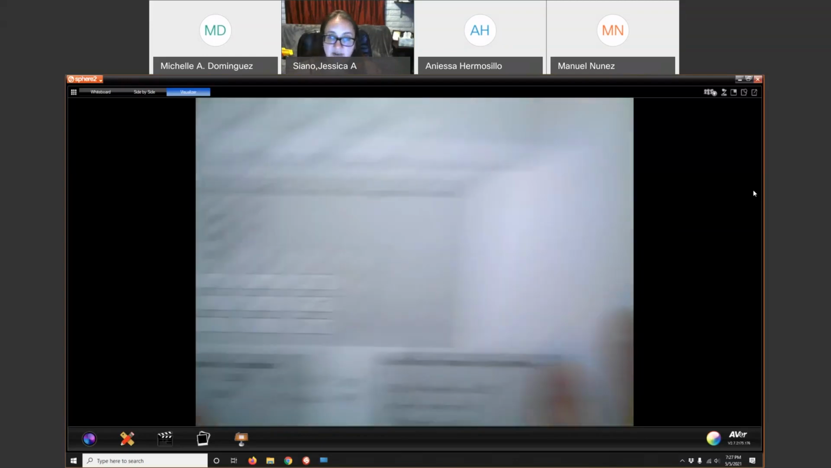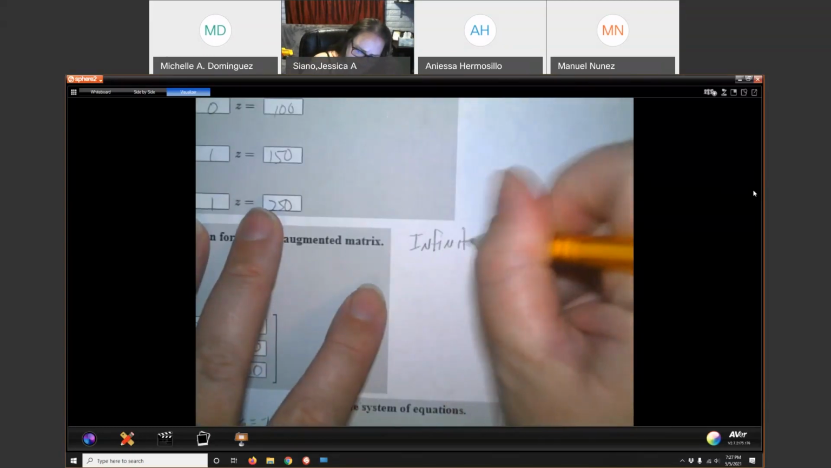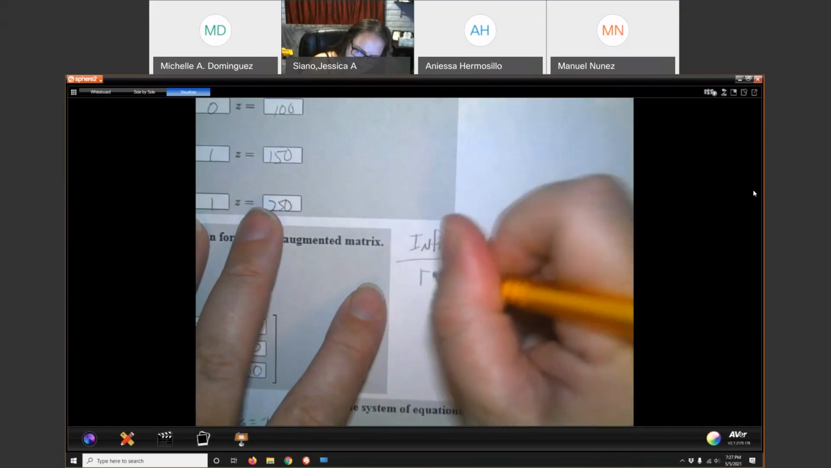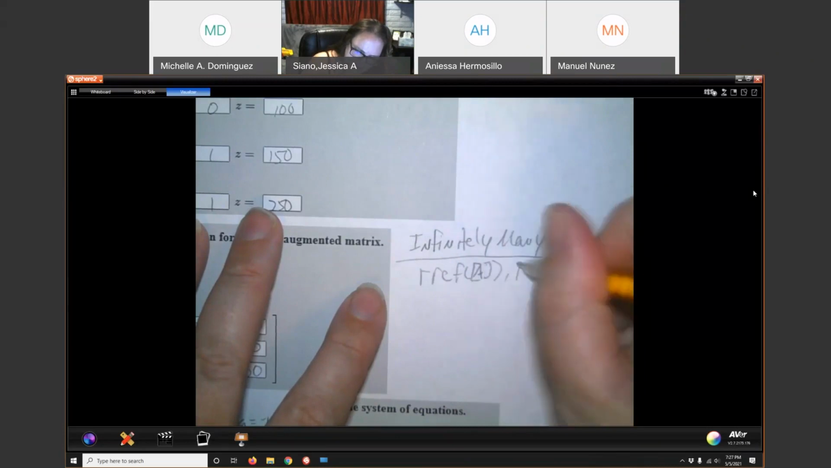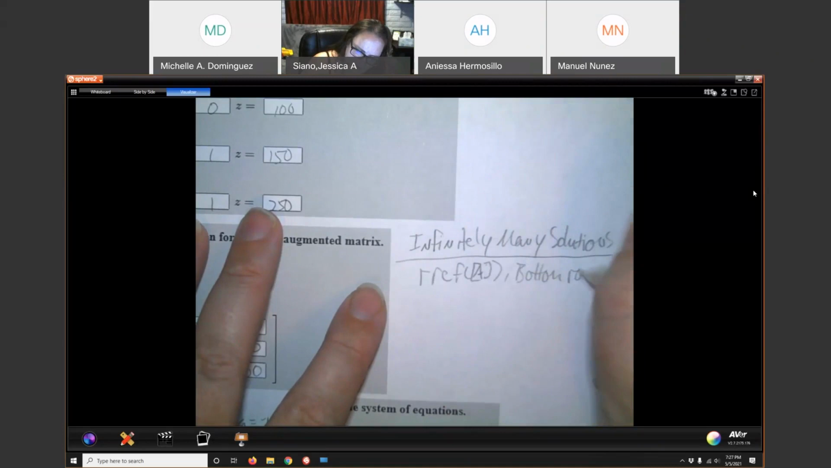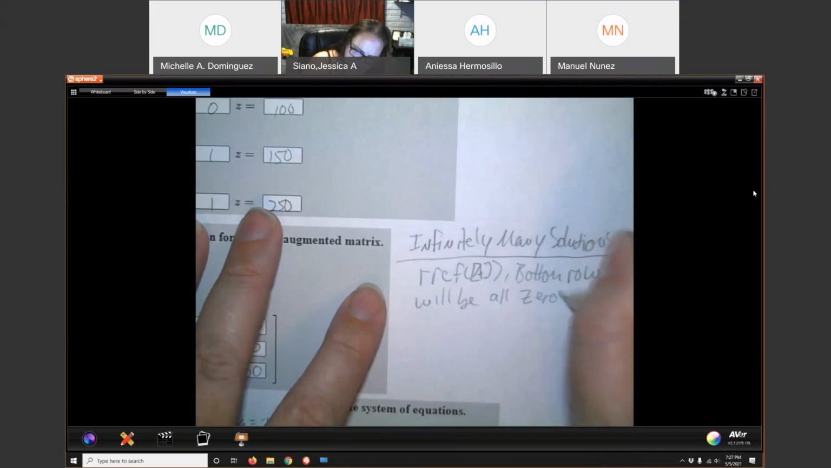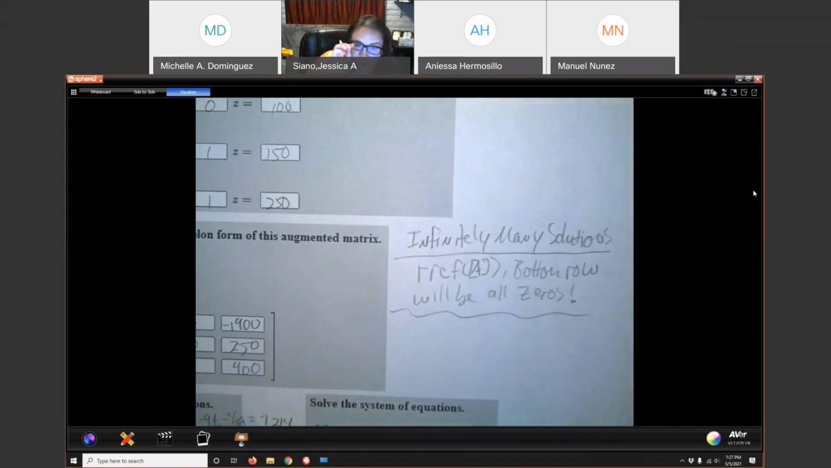I just want to make a note to you guys that if you wind up with a special system, a system that has infinitely many solutions, your bottom row will be all zeros. So if you do RREF of A and you have a bottom row that is all zeros, then that means that you have infinitely many solutions.